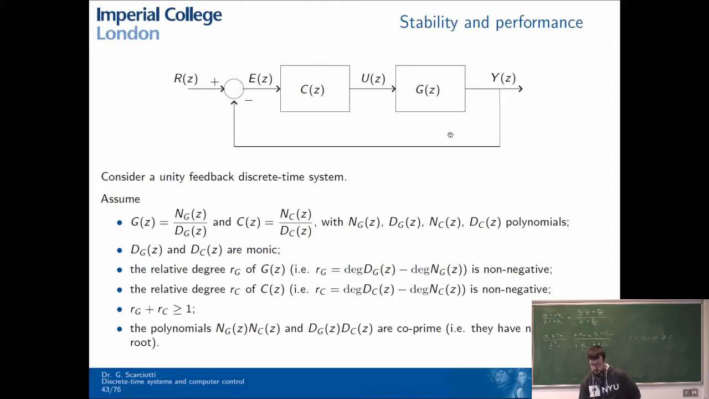So just to be clear, this can have relative degree equal to 0, this can have relative degree equal to 0, but the sum of the two relative degrees has to be at least 1. But obviously this can be generalized to relative degree greater or equal than 0, adding another branch in the scheme. The other assumption that we make is that the polynomials obtained by multiplying the two numerators and the two denominators are coprime. It means that they don't have common roots.